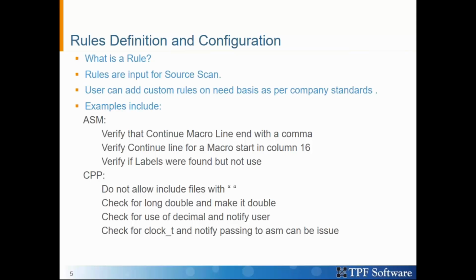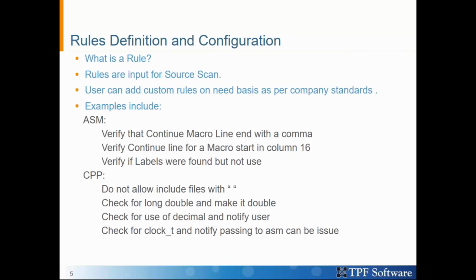Now we move on to CPP rules. We know that header files could be included both using angle brackets and double quotes. Suppose our coding standard ensures that double quotes should not be used in our code, that could even be achieved by a rule in CPP.